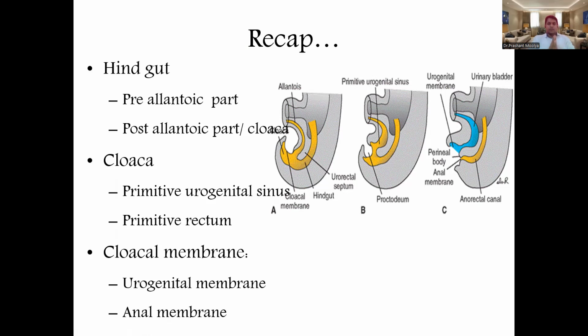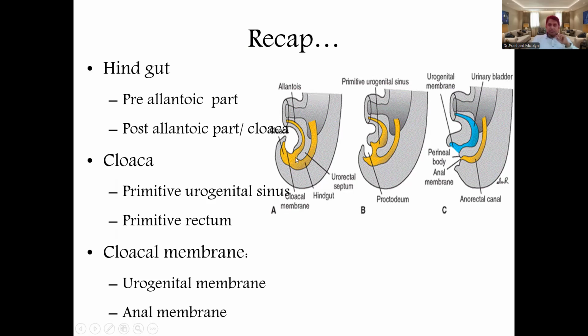So today we are concerned with the hindgut part, and you are aware that near the hindgut there has happened the allantoid diverticulum, which was at the tail end of this hindgut. The appearance of that allantoid diverticulum at that point divides this hindgut into a pre-allantoid part and a post-allantoid part. So we are focusing more on the post-allantoid part, that is the cloaca. Cloaca is the terminal part of the hindgut. So this cloaca you can see in this photograph.